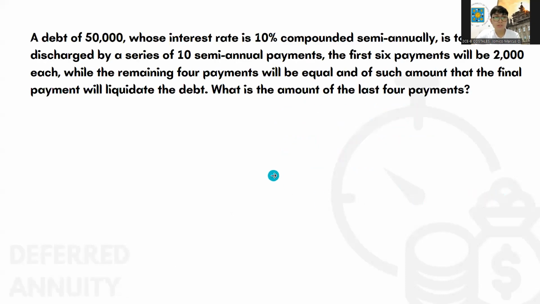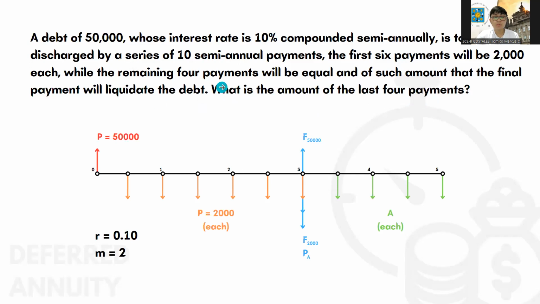A debt of 50,000 whose interest rate is 10% compounded semi-annually is to be discharged by a series of 10 semi-annual payments. The first 6 payments will be 2,000 each, while the remaining 4 payments will be equal and of such amount that the final payment will liquidate the debt. What is the amount of the last 4 payments? So what is being required here is to find the last 4 payments, which will be in the form of annuity. With the following information, we can make the cash flow diagram as shown.